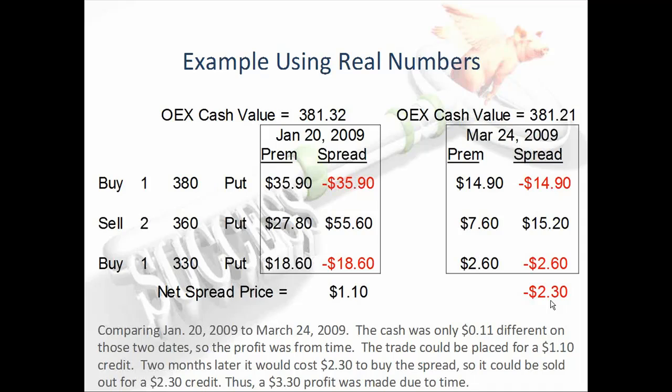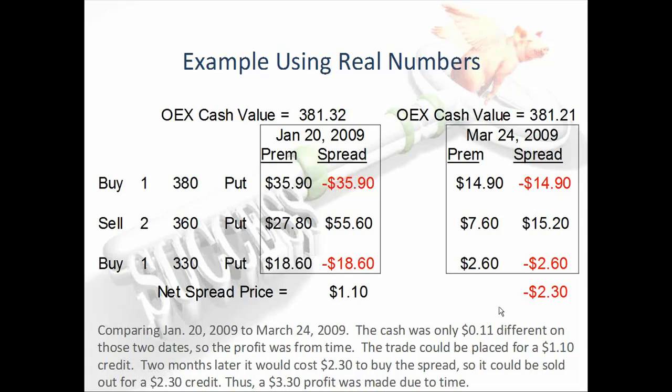Now, what does that mean? If we bought the spread for a $1.10 credit on January 20th, and then on March 24th we look at the trade and we see it's a $2.30 debit, have we made or lost money?